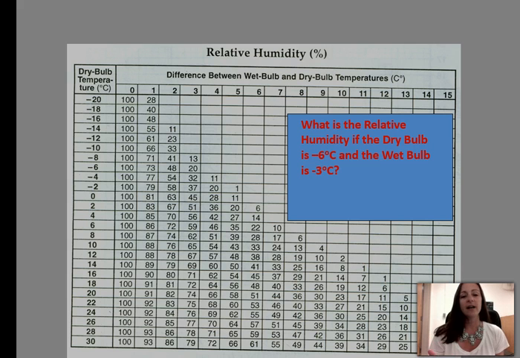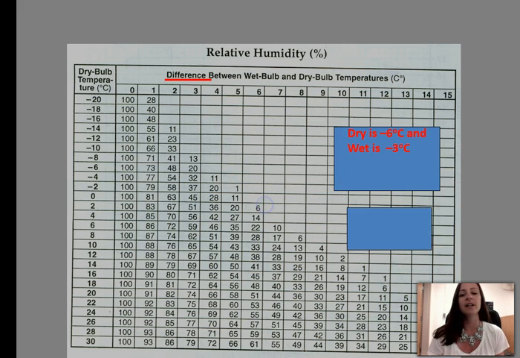So now let's look down at the relative humidity chart. We're going to do the same thing that we did with our dew point temperature chart. If we have a dry bulb temperature of -6 degrees Celsius and a wet bulb temperature of -3 degrees Celsius, that gives us a difference of 3. Okay, so then we go down to the -6 degrees Celsius dry bulb temperature and we go across to the 3, and we see that the relative humidity would be 20%.